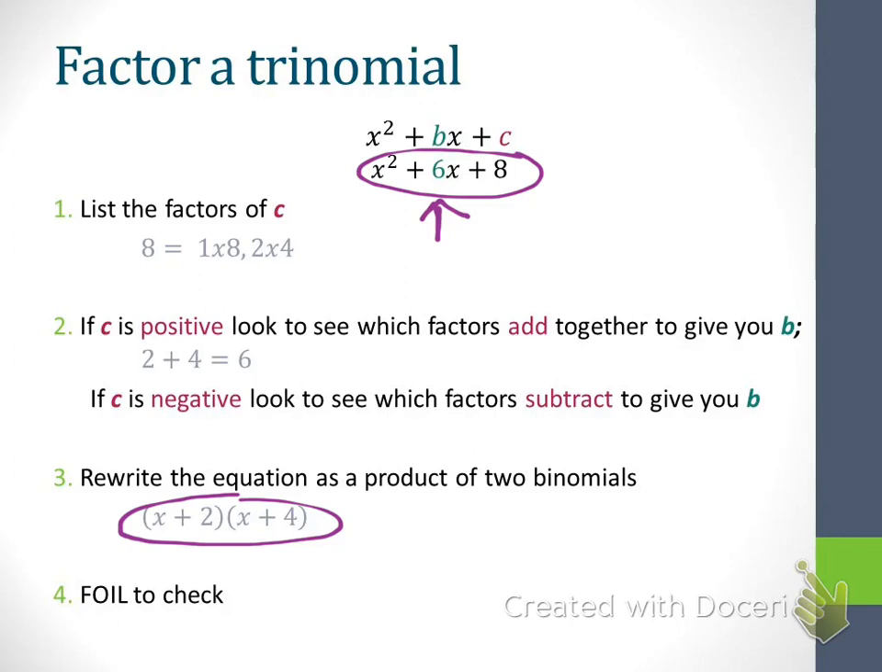Now, I do not teach factoring the same way that the book does. So you are going to want to make sure and write down all 4 of these steps, because these steps will not be in your book for you to look back at when you're doing homework or studying for the test. You're going to want to look back at these notes. So this is how you would do factoring.